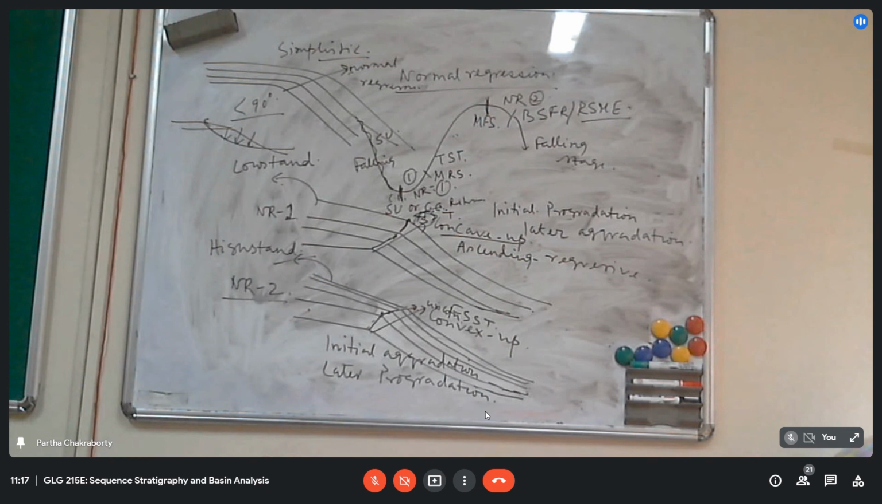Whereas the other one, it is stopping at the MFS, but then initial aggradation and then progradation, and finally it will lead to a subaerial unconformity or any unconformity that shows that fall in the base level. Earlier NR1 was showing finally the rise in base level, NR2 is finally actually showing the fall in the base level.